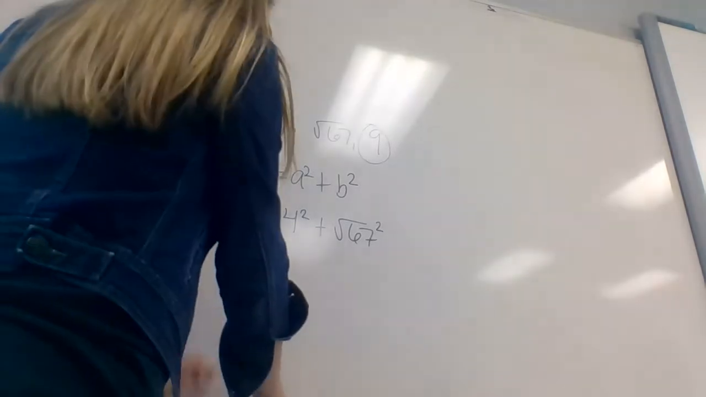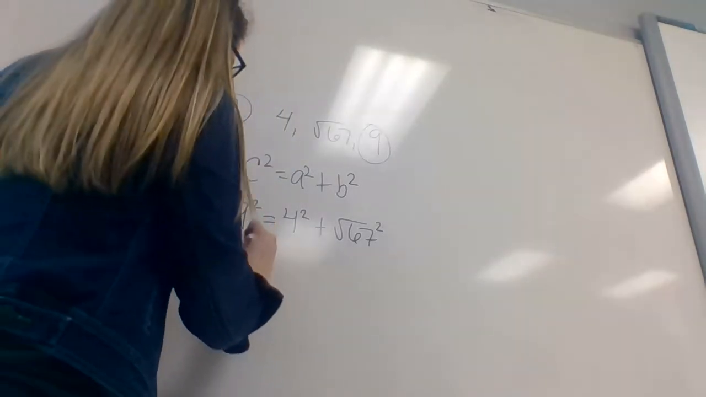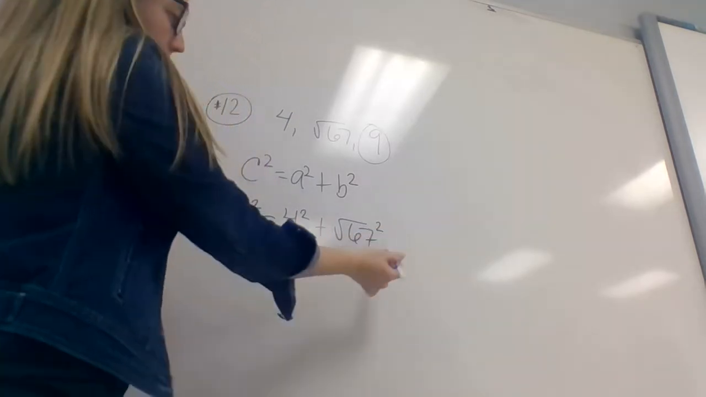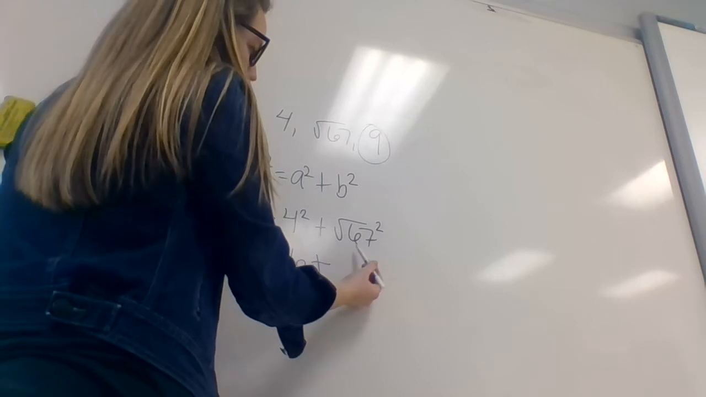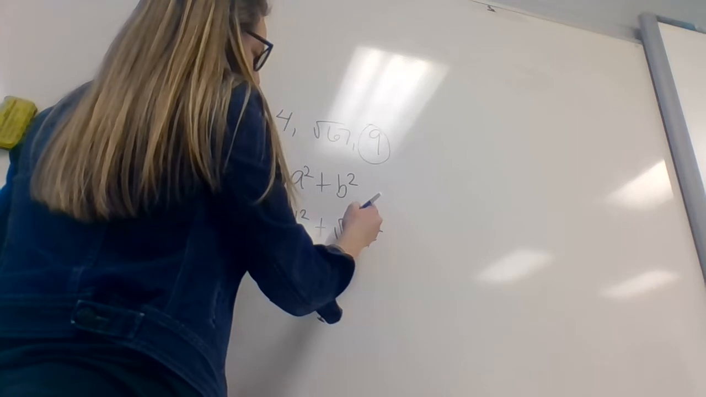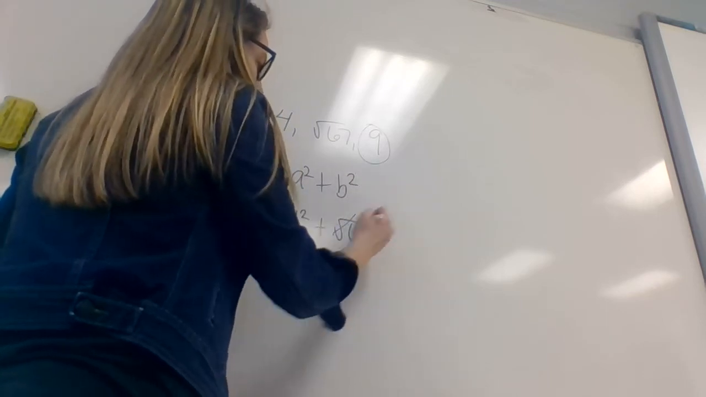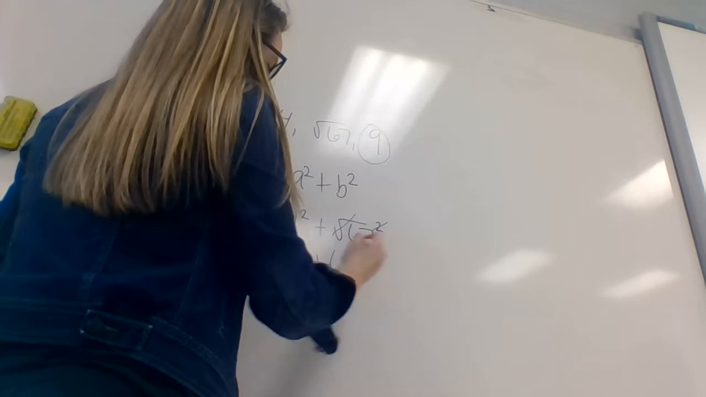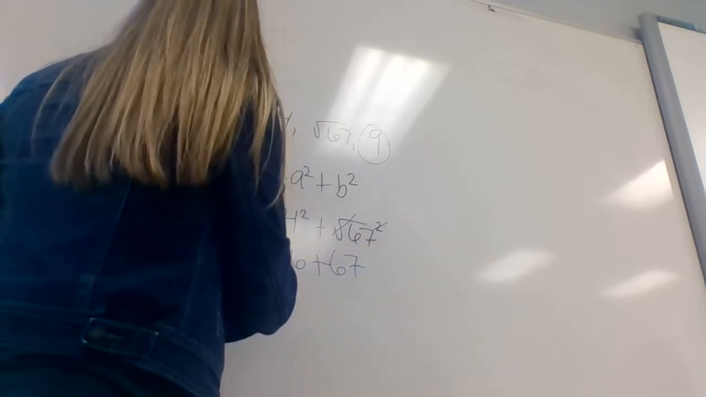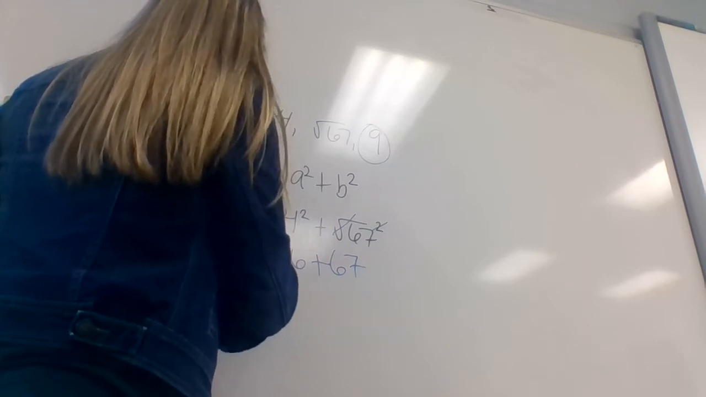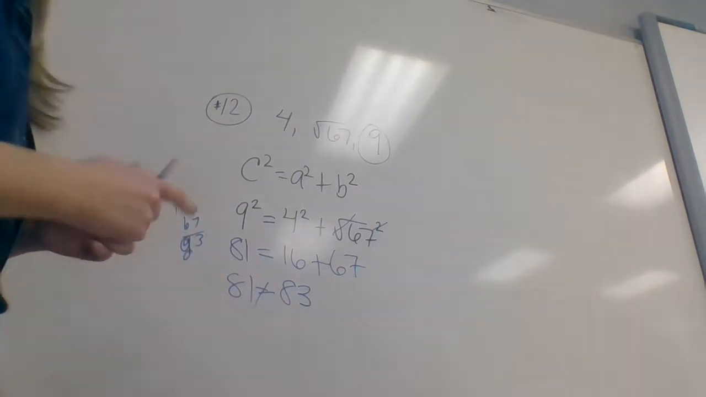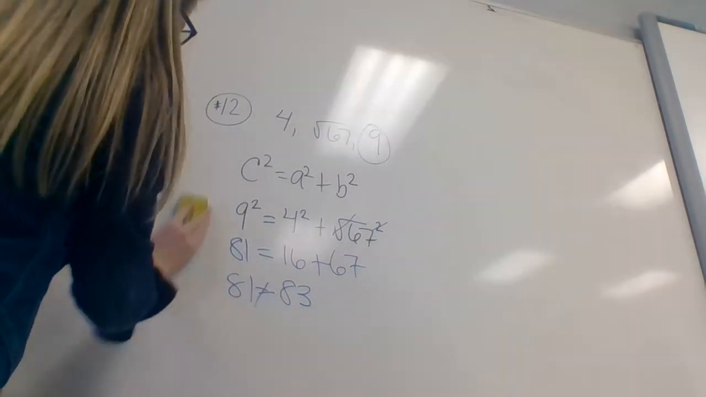So I know that 9 squared, or 9 times 9, is 81. 4 squared, or 4 times 4, gives me 16. And then this, again, is where things get a little tricky, but root 67 squared, to undo a square root, we square. So it cancels out, and we're left with 67. In this case, 81 equals, let me do 16 plus 67 here real quick, is going to equal 83. This isn't true. 81 does not equal 83, so I know it can't be a right triangle.